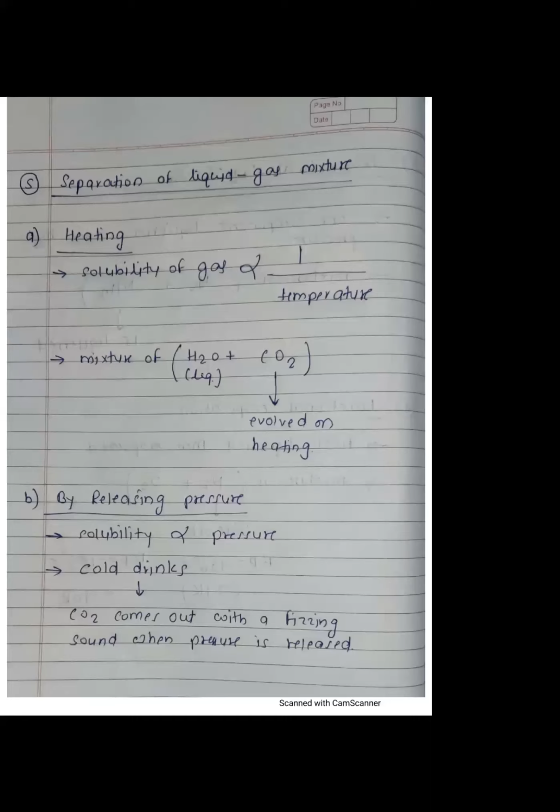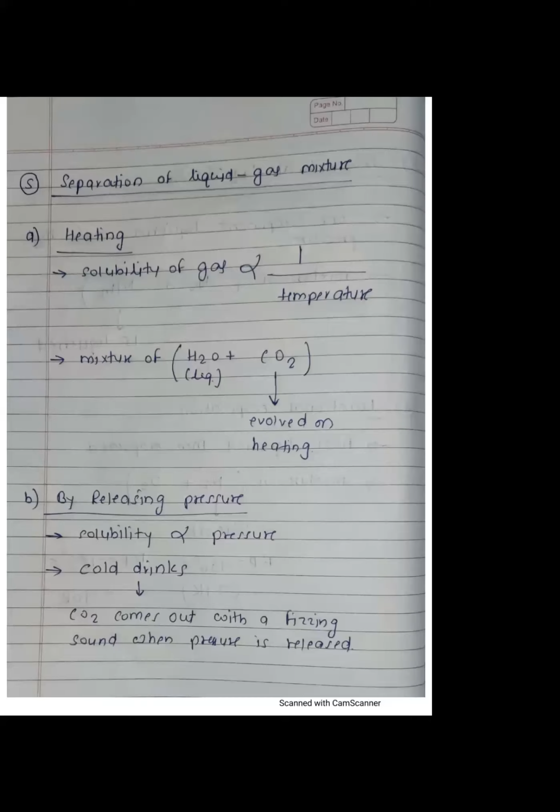Yes, Aryaman, tell me. In the heating part, could you re-explain the solubility of gas is inversely proportional to? Inversely means opposite. If you increase the temperature, solubility will decrease. Okay, so what does the 1 on temperature signify? What does that 1 upon temperature signify? 1 by temperature means inversely proportional.